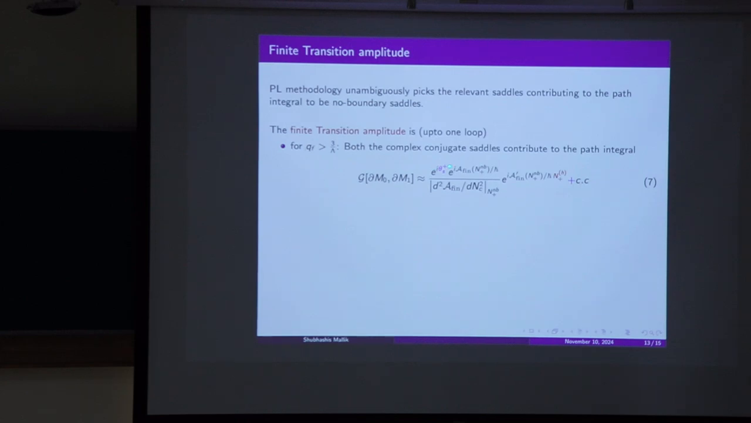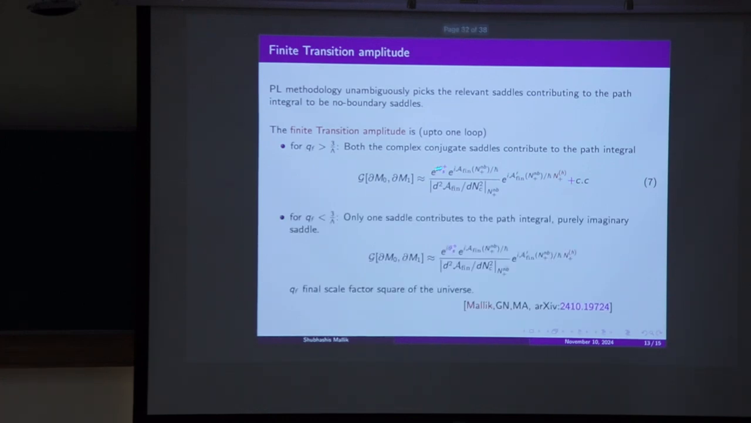This comes from the Picard-Lefschetz thimble, and this is evaluated on the background no boundary saddles. This is also finite, and this is coming from Gaussian fluctuations around these saddles. This is the correction to the saddles for the fluctuations, plus the complex conjugate contribution. Similarly, if Q_F is less than 3 by lambda, there is only one saddle that will contribute to the path integral. This again comes from the Picard-Lefschetz methodology, and that will be the imaginary saddle. This is the expression for it, and all of these terms are again finite in this expression, and this is the final scale factor of the universe.